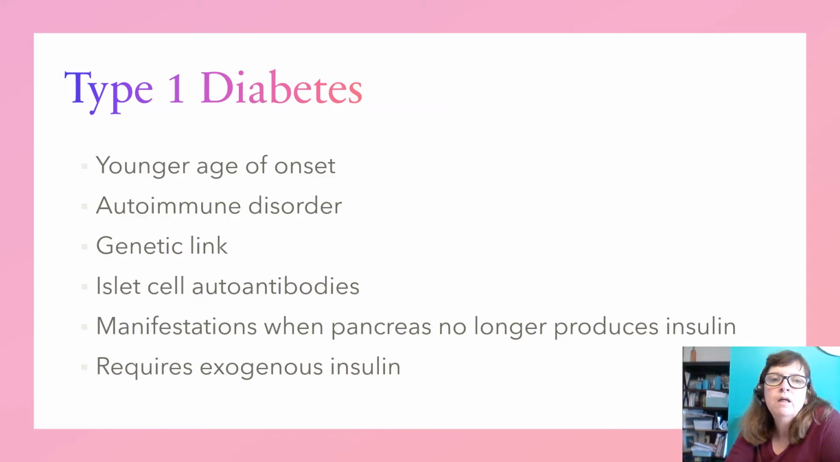Type 1 diabetes is generally at a younger age of onset. Sometimes we called it, like I said, juvenile onset or insulin dependent. It accounts for 5 to 10% of all people with diabetes, and it generally affects people under age 40, but it is often much younger than that. It can occur at any age. It's considered an autoimmune disorder.